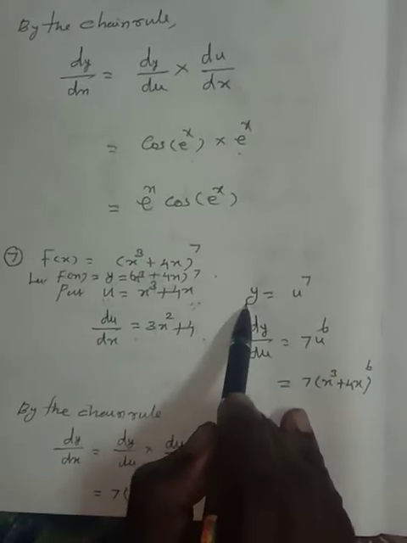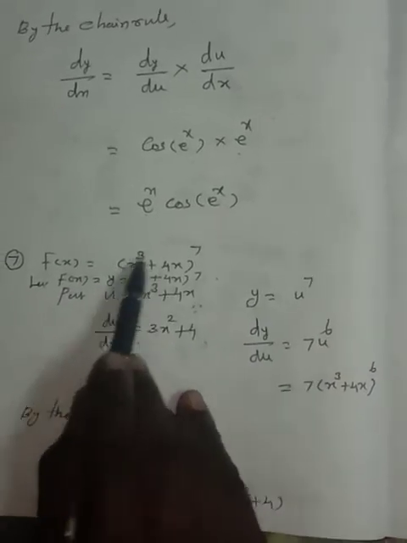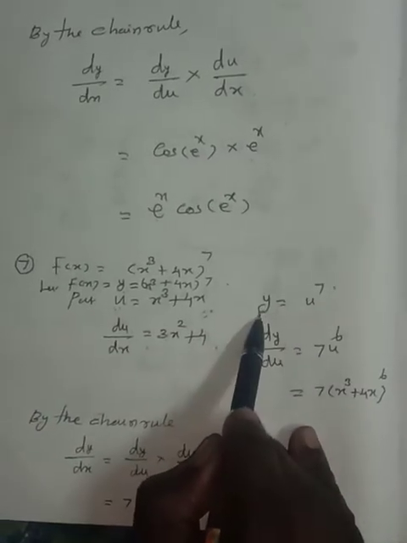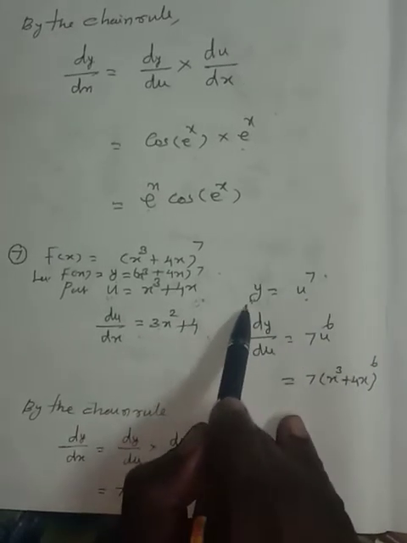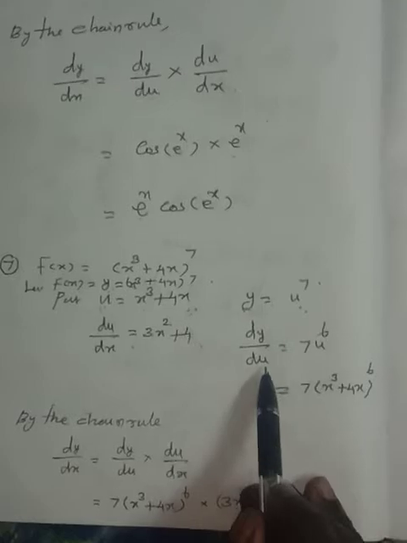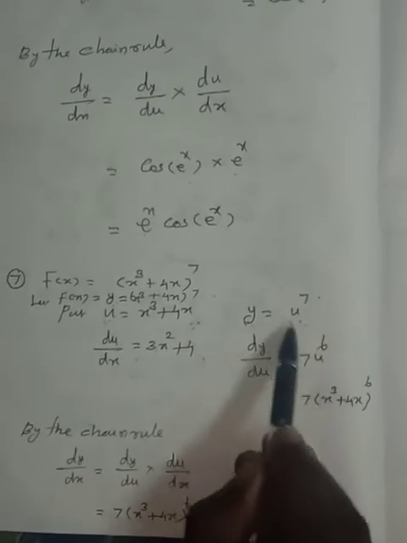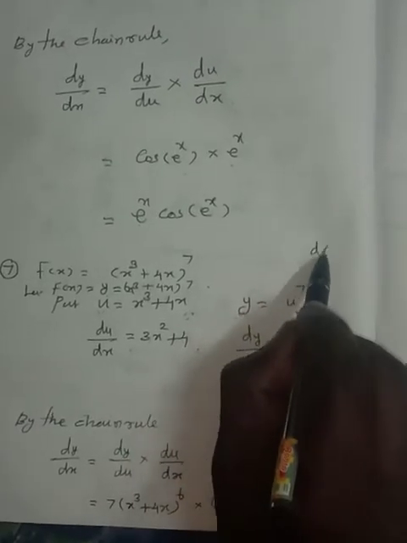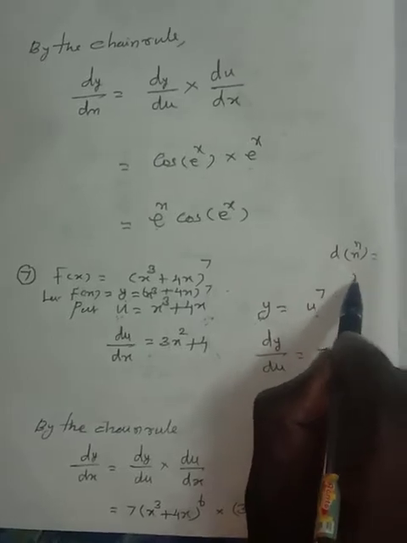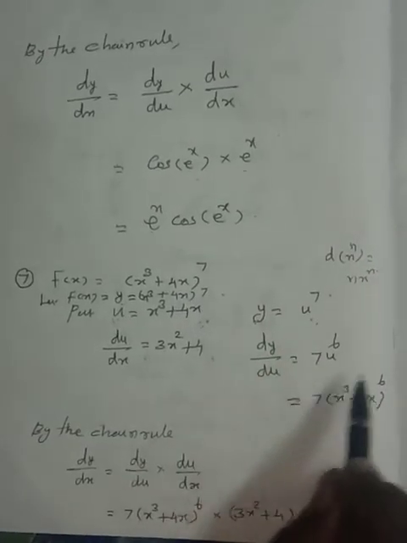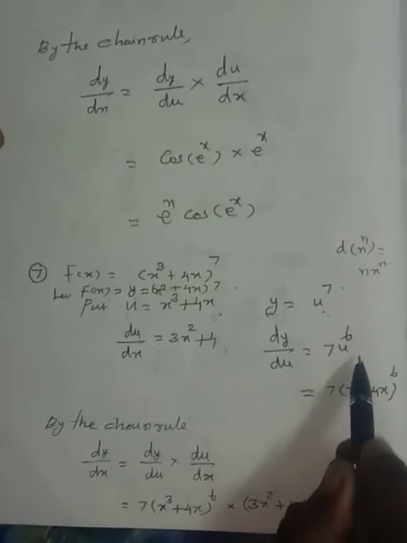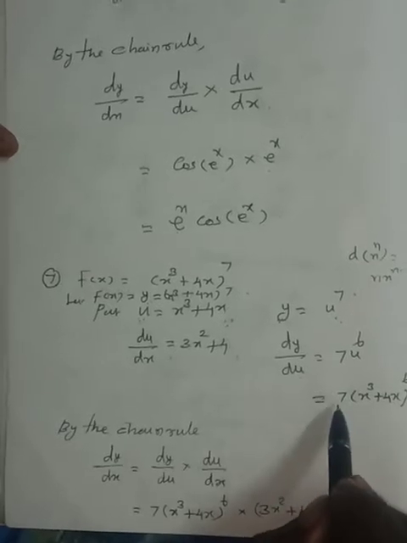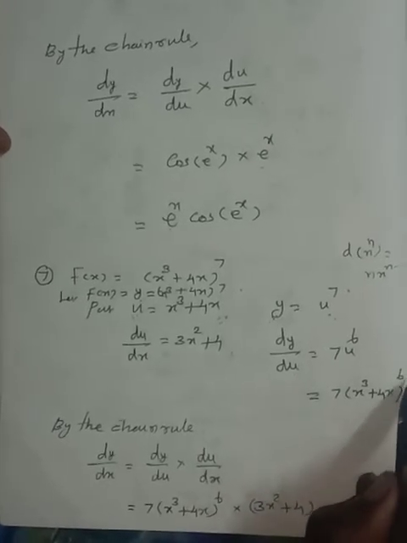Next, y is equal to, put u is equal to x power 3 plus 4x. Y becomes y is equal to u to the power of 7. Left hand side variable is y, right hand side variable is u. Differentiate y with respect to u: dy by du is equal to, using the formula, x to the power of n differentiation is nx power n minus 1. Using the formula we have 7 u to the power of 6. But u is x power 3 plus 4x. So 7 into x power 3 plus 4x whole to the power of 6 is answer.